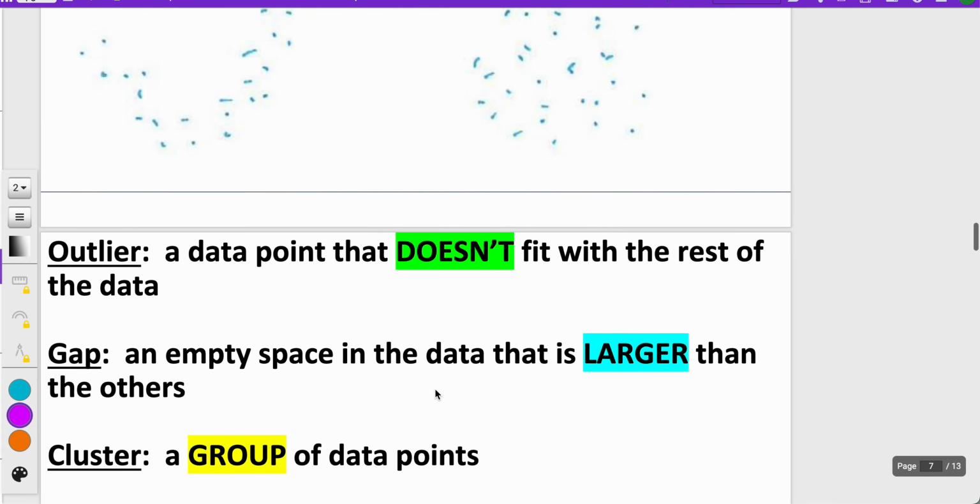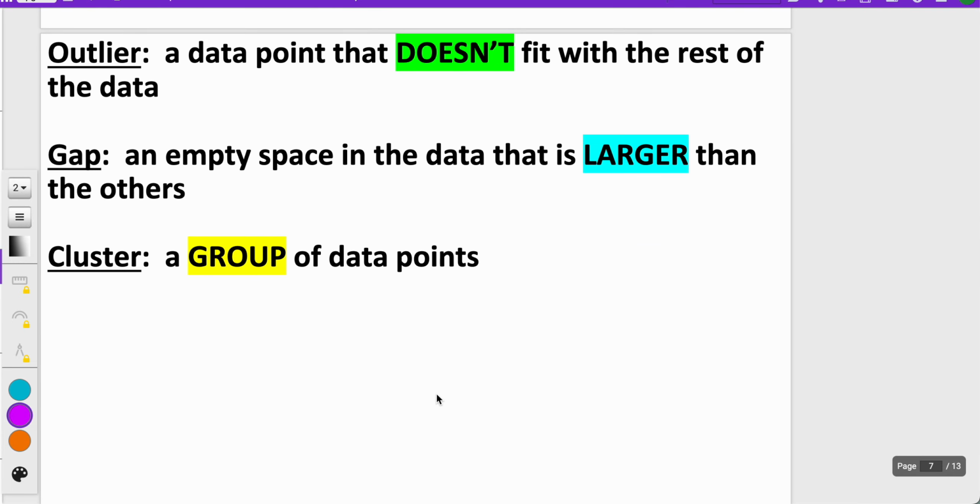Okay? The other three things we want to talk about before we try some questions are the following: outliers, gaps, and clusters. An outlier is a data point that does not fit with the rest of the data. So a lot of times we'll get maybe positive data, but then all of a sudden we got this one guy hanging out all by itself.